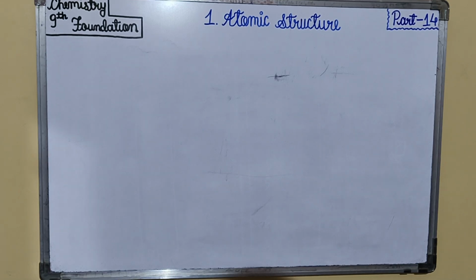Today we are going to learn class 9th chemistry, chapter atomic structure, and this is our part 14. So in this part we are going to learn the elements from 1 to 30, their electronic configuration and their structures.